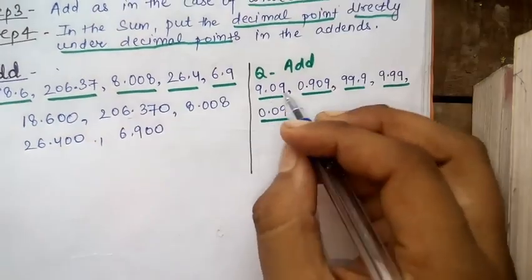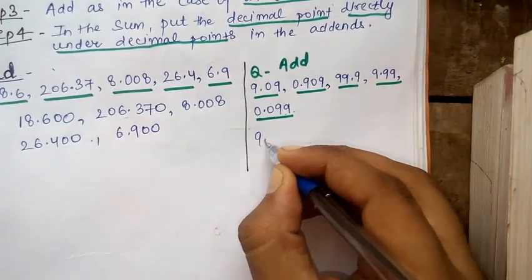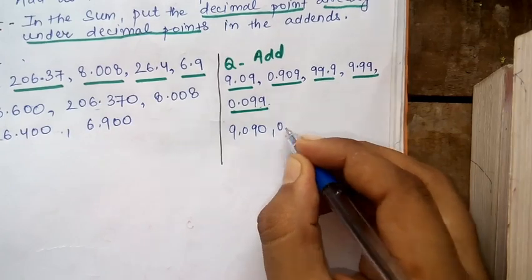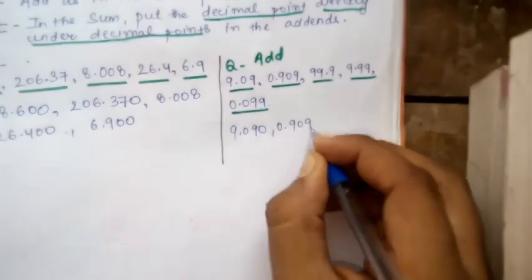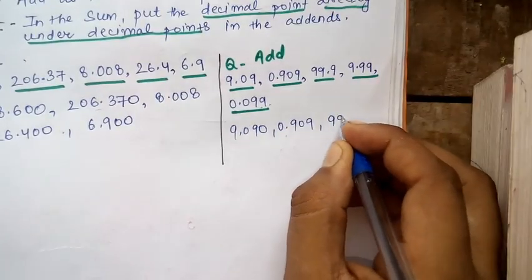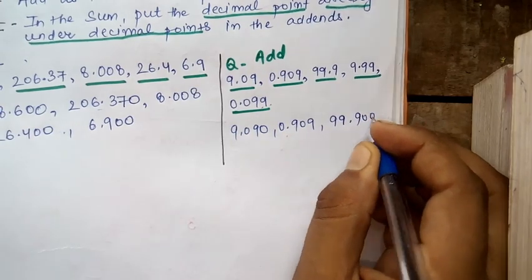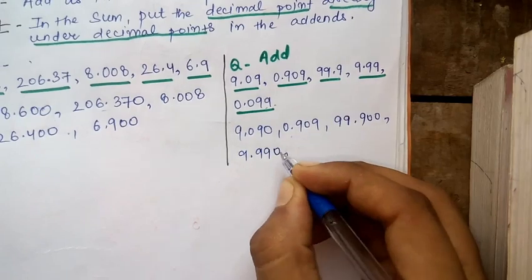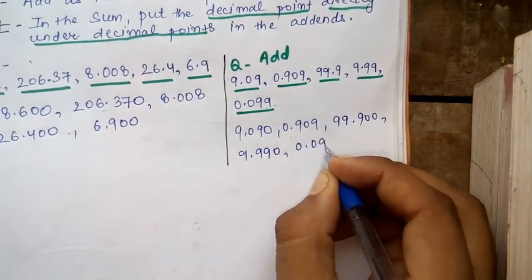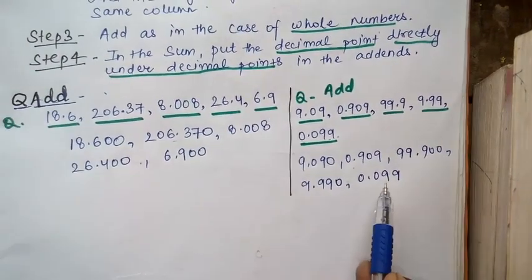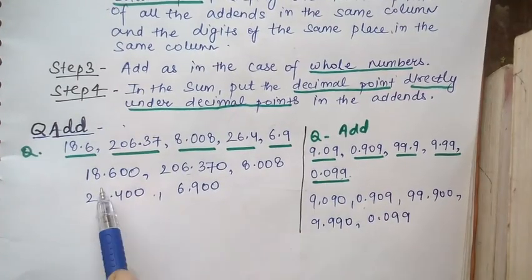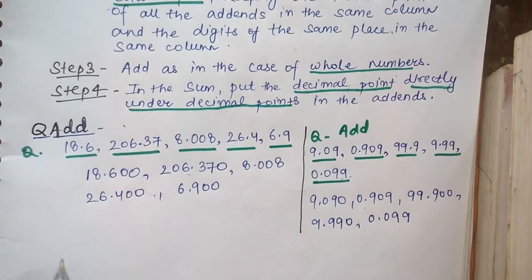So it will be 9.090, 0.909, 99.900, 9.990 and 0.099. So in both the questions we have first converted the given decimals into like decimals.